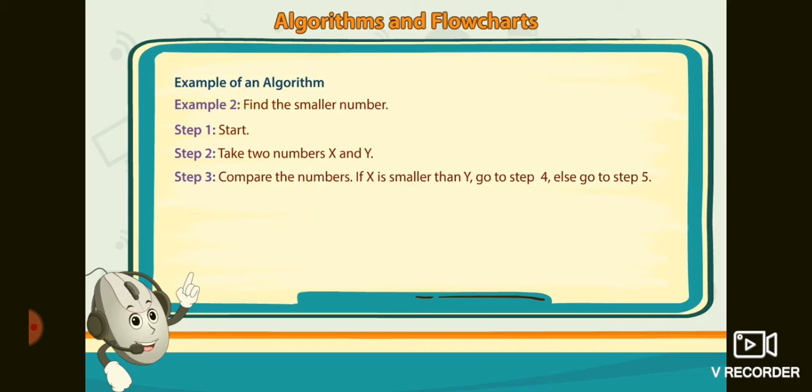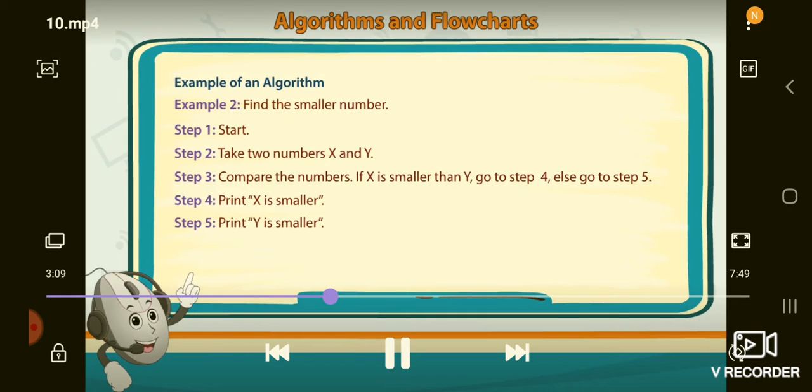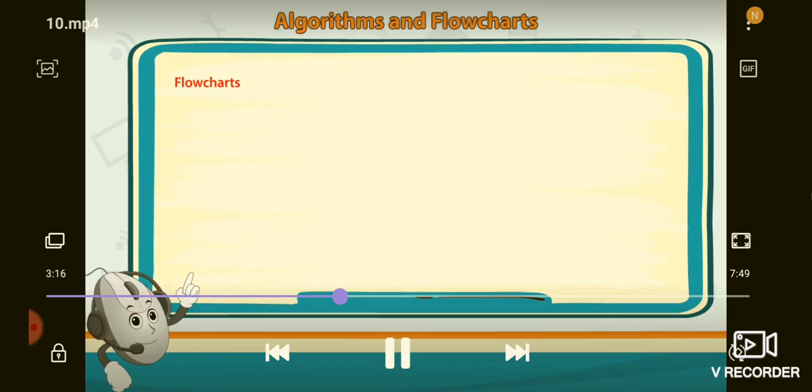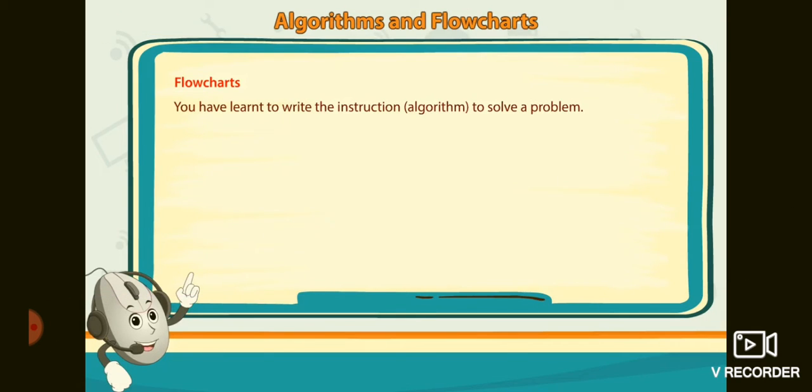Compare the numbers: if x is smaller than y, then x is smaller, otherwise y will be smaller. So in step 4 you will just print the result which is smaller, just like if x is smaller, it is x, if x is not smaller then y is smaller, and in the last step you stop your process. Okay, so that is the procedure for finding the smallest number. I hope you will understand.